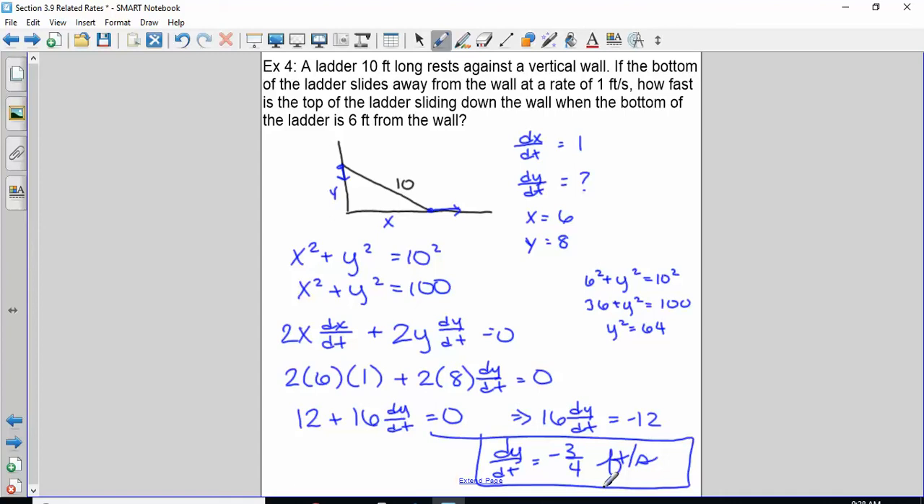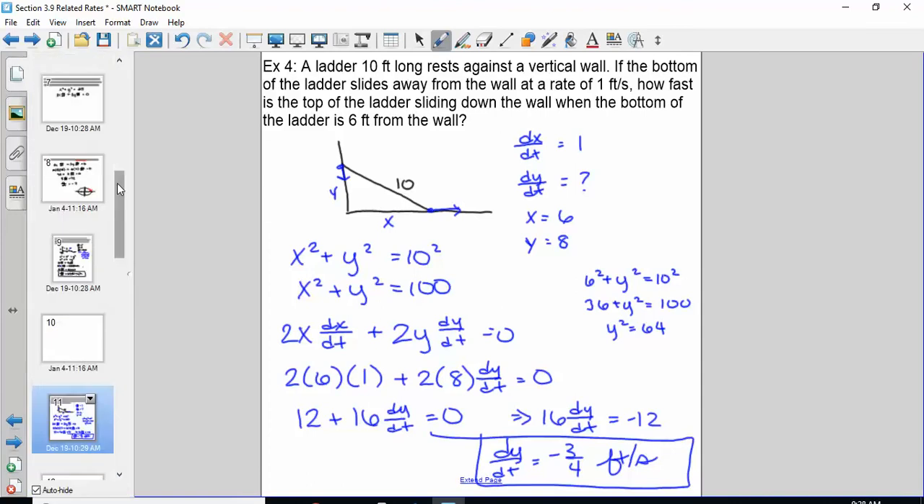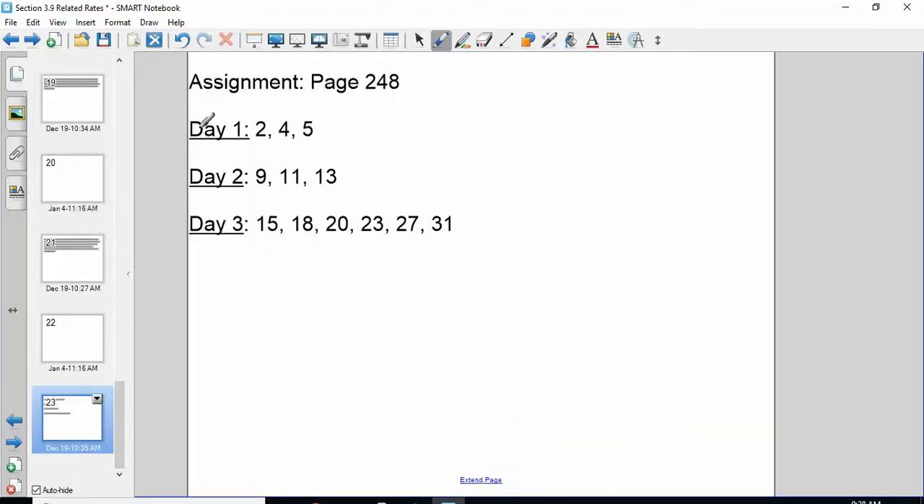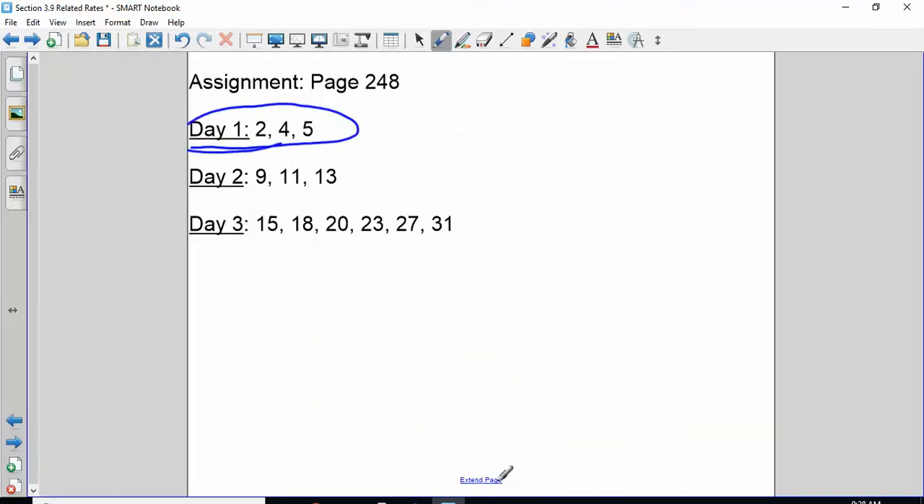How are we doing with this stuff so far? The assignment, you're ready to try just a few problems. So the day 1, 2, 4, and 5.